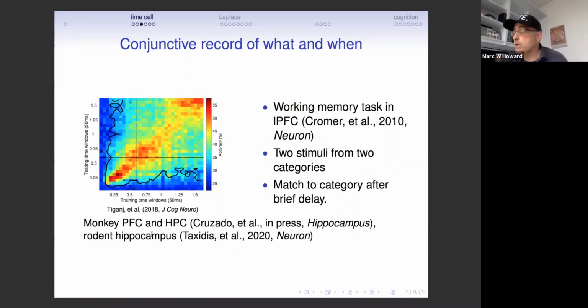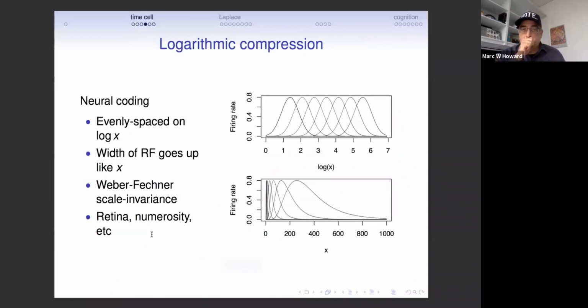Yanis Tashidis from Payman Golshani's lab just recently published a Neuron paper showing the same type of thing from rodent hippocampus during perception of odors. Okay, so it seems that this population of time cells carries information not only about what the triggering stimulus was, but also when it took place, as we propose.